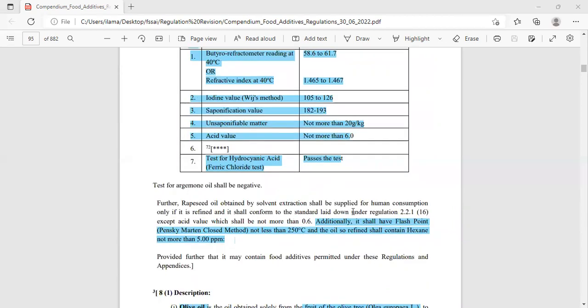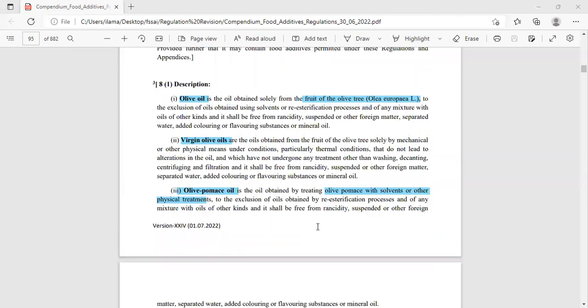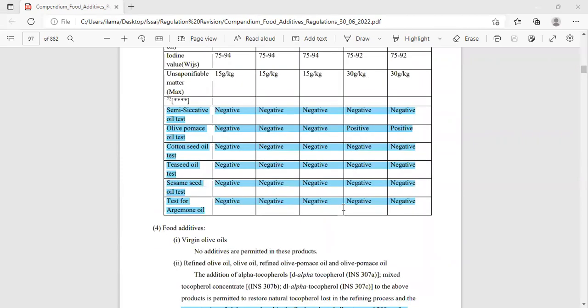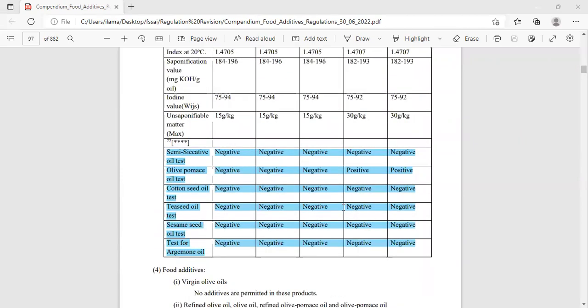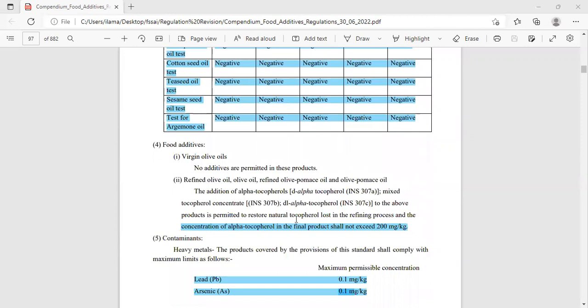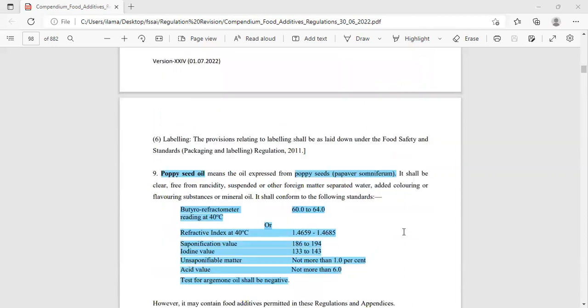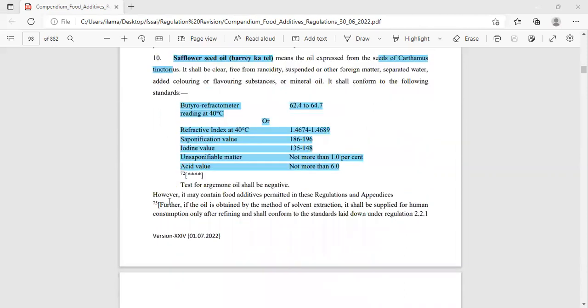And then just go through what olive oil is and its types. In olive oil, they will test for the presence of other oils, and it has to be negative only. And in olive oil, the concentration of alpha tocopherol is permitted, and its level should not exceed 200 mg per kg. And in olive oil, lead and arsenic contamination is permissible up to 0.1 mg per kg. And just go through these oils.